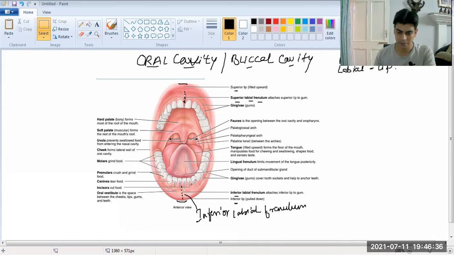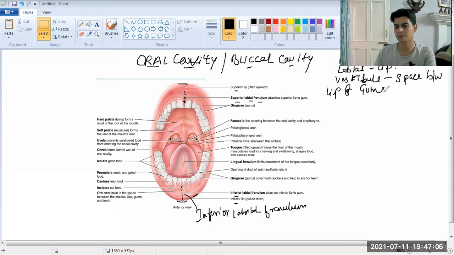The space between the lips and the gums is an empty space, and we call it the vestibule. This is the oral vestibule, a space between your lips and the gums. We call it the oral vestibule or vestibule.